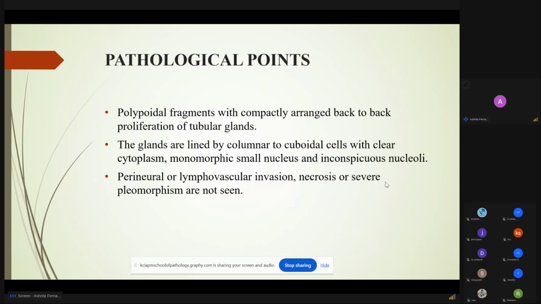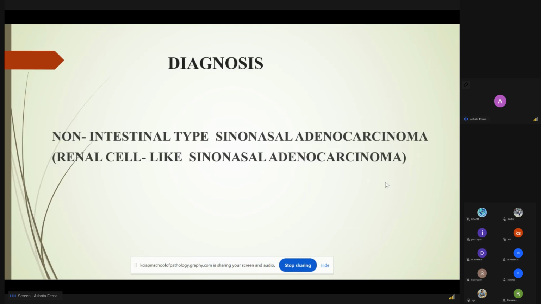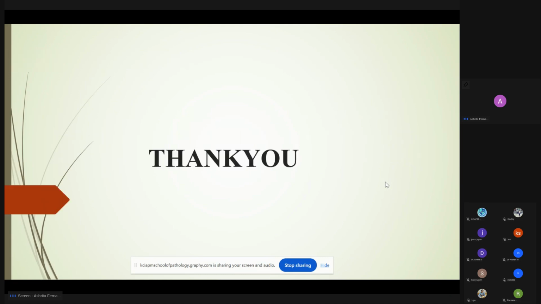So coming to the pathological points, these are polypoidal fragments with compactly arranged back-to-back proliferation of tubular glands. The glands are lined by columnar to cuboidal cells with clear cytoplasm, monomorphic small nucleus, and inconspicuous nucleoli. Perineural or lymphovascular invasion, necrosis, or severe pleomorphism were not seen. So my diagnosis was non-intestinal type sinonasal adenocarcinoma, renal cell-like. Thank you.